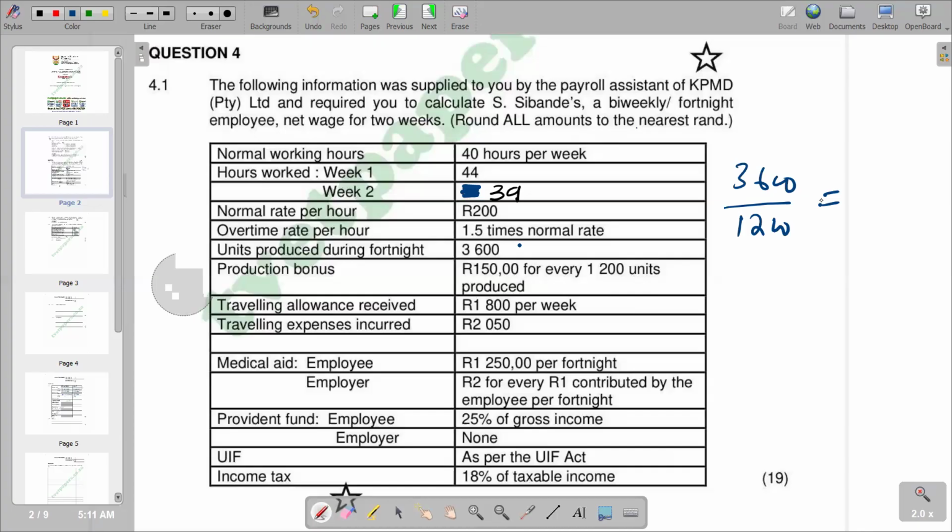So if you calculate, you'll see that we get 3. So we've got 3 lots of 1,200 inside 3,600. So you're going to say 3 times 150 rands to get the production bonus. So we come here.